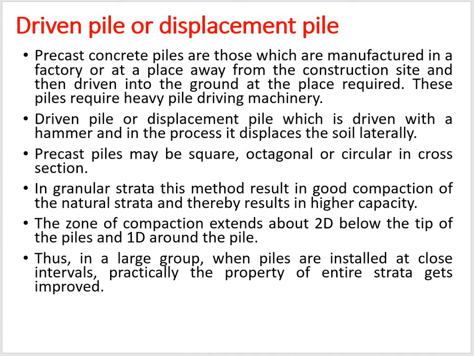And in the process of this displacement, it will also compact the surrounding soil. And the zone of compaction usually extends about 2 times the diameter of the pile in the downward direction, and also 1 times the diameter around the pile. So in the process, this displacement pile not only takes the load coming from the superstructure, it also improves the surrounding soil strata due to this compaction or displacement. That means there is a rearrangement of the surrounding soil strata.